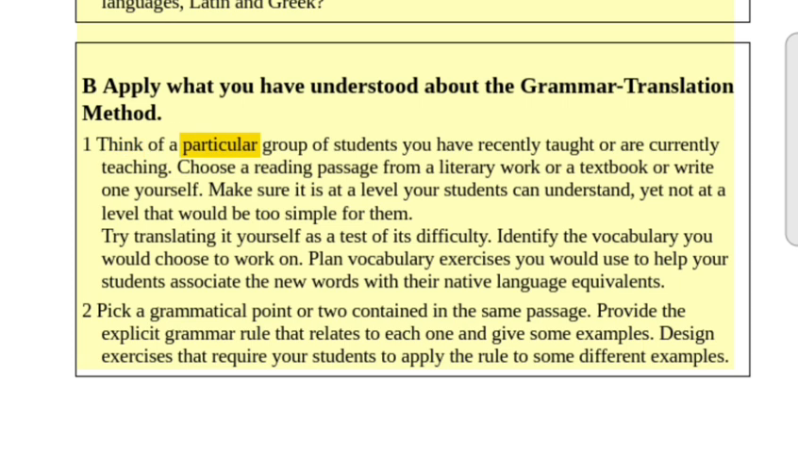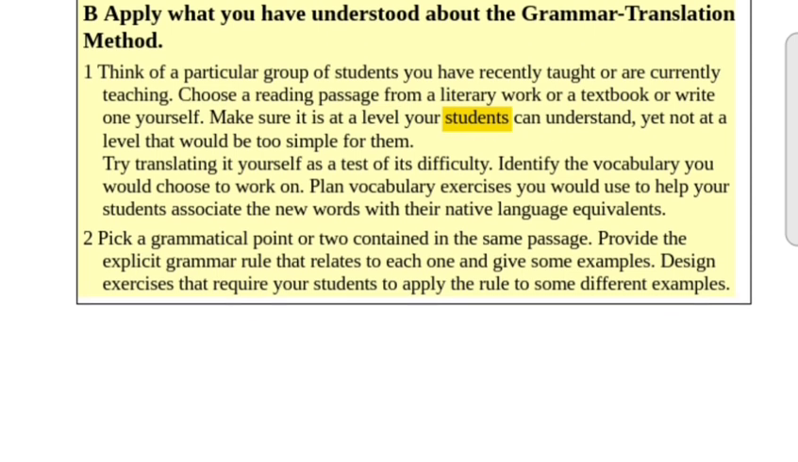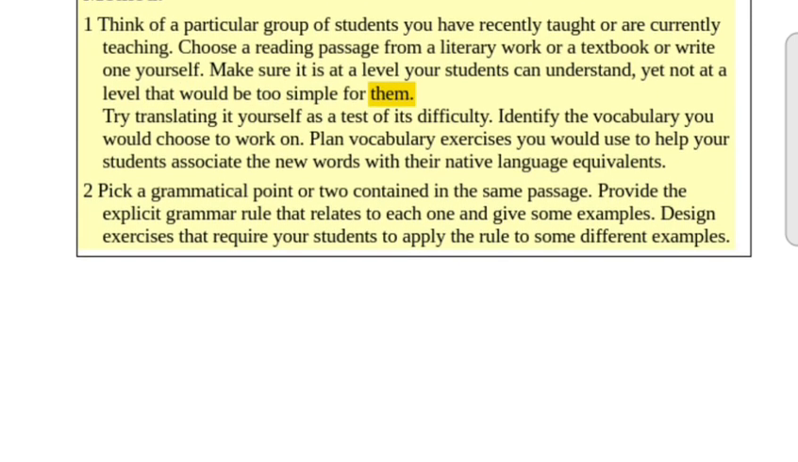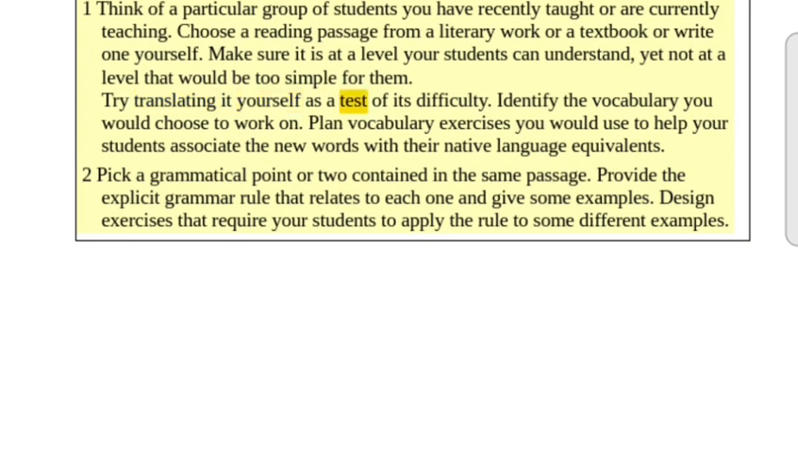B. Apply what you have understood about the grammar translation method. 1. Think of a particular group of students you have recently taught or are currently teaching. Choose a reading passage from a literary work or a textbook or write one yourself. Make sure it is at a level your students can understand, yet not at a level that would be too simple for them. Try translating it yourself as a test of its difficulty. Identify the vocabulary you would choose to work on. Plan vocabulary exercises you would use to help your students associate the new words with their native language equivalents.